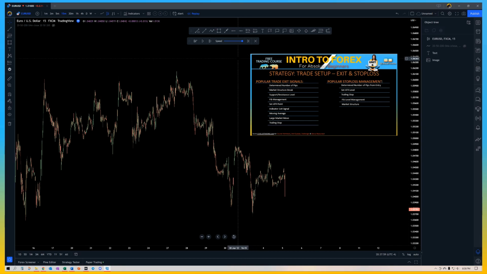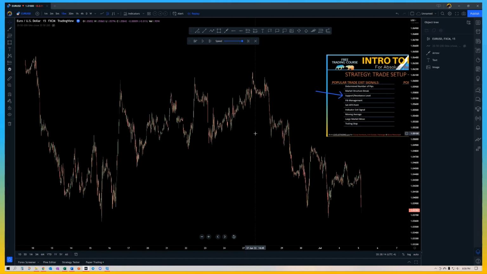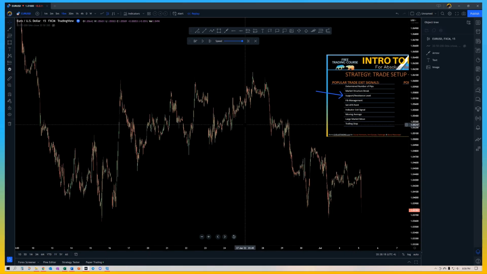Okay, let's look at using support and resistance levels in the market as our trade exit signals. So first, obviously, to have support and resistance being used as our exit signals, we're just going to assume that we already have support and resistance levels marked. And so I'm just going to quickly mark up this chart. We're just going to mark what we see.